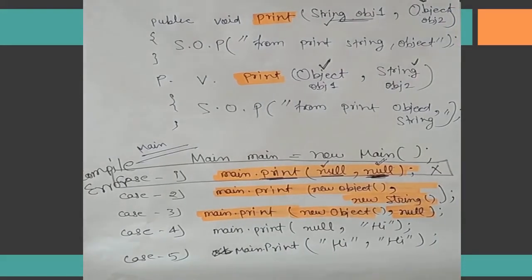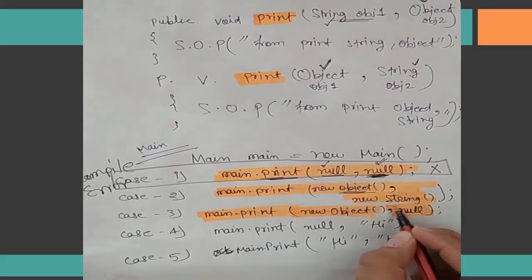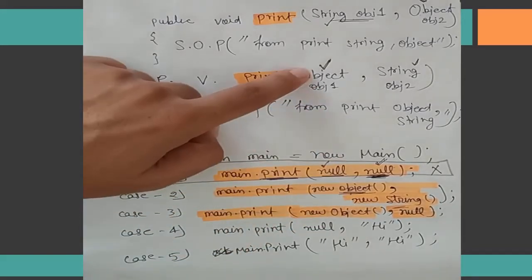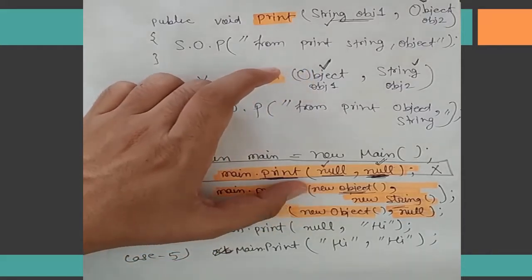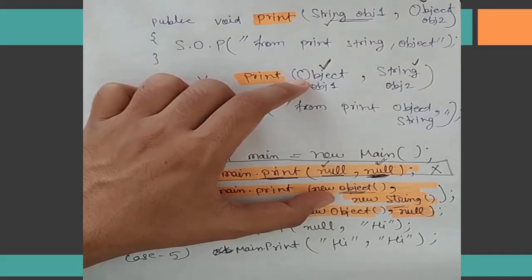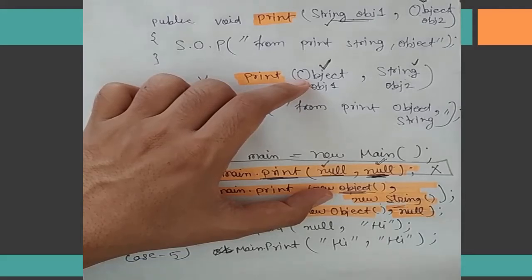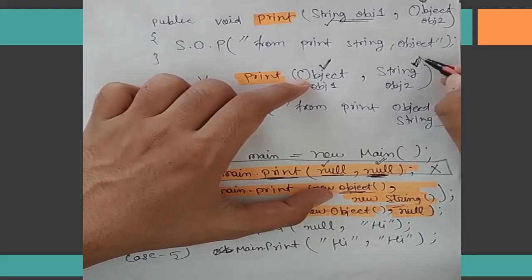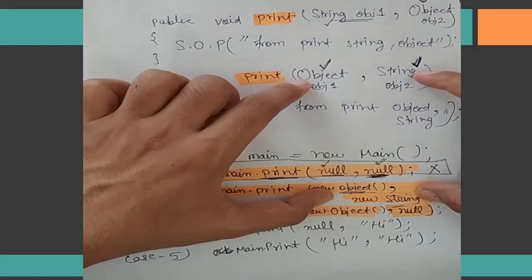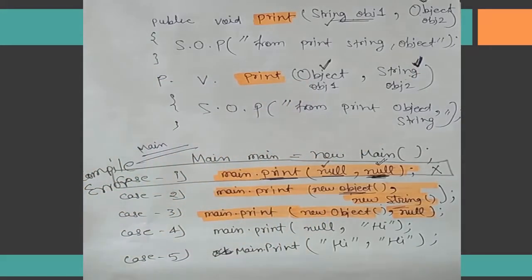Now coming to case number 2, you have main.print and you are passing new Object and new String. We always look for an exact match, and for new Object, Object is directly the exact match. Now for new String, the exact match is String, which is most specific as well as an exact match. Clearly when we find an exact match, this method will execute happily, and "from print object string" would be the output. So this case will execute.